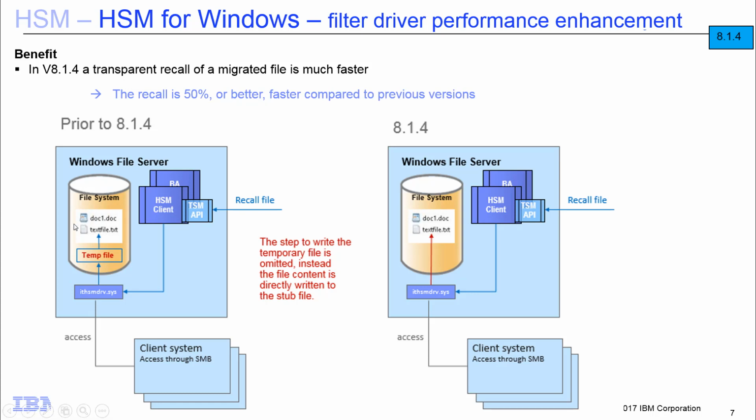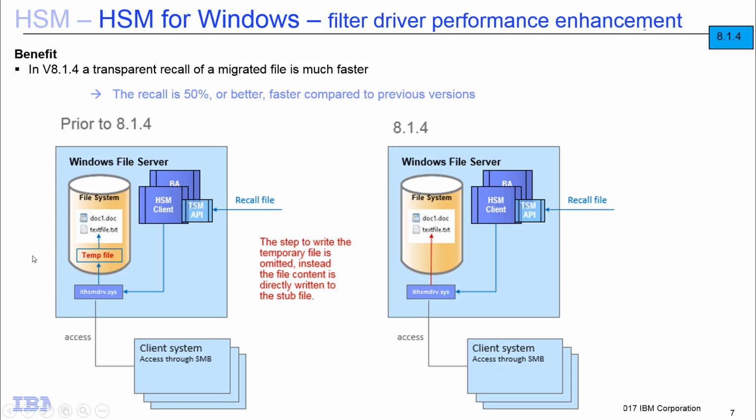So what happens here is on your Windows file server, if you've used HSM for Windows to migrate files over from your production machine to the Spectrum Protect server, and those files are replaced with little stub files, when an I/O request occurs against those stub files and the file needs to be brought back from the Spectrum Protect server and repopulated to its original location on your production machine, previously we would create a temporary file before we moved that file back into its original location.